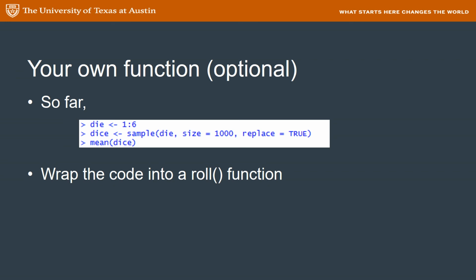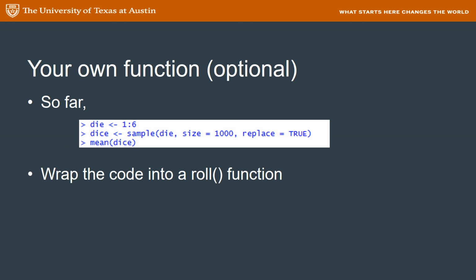So far I have defined the die. We assign 1 to 6 to die, and then we call the sample function, and we roll the die 1,000 times with replacement, and we calculate the mean of the result. I want to wrap the three lines of code into my own function, which is called roll. How do I do that?